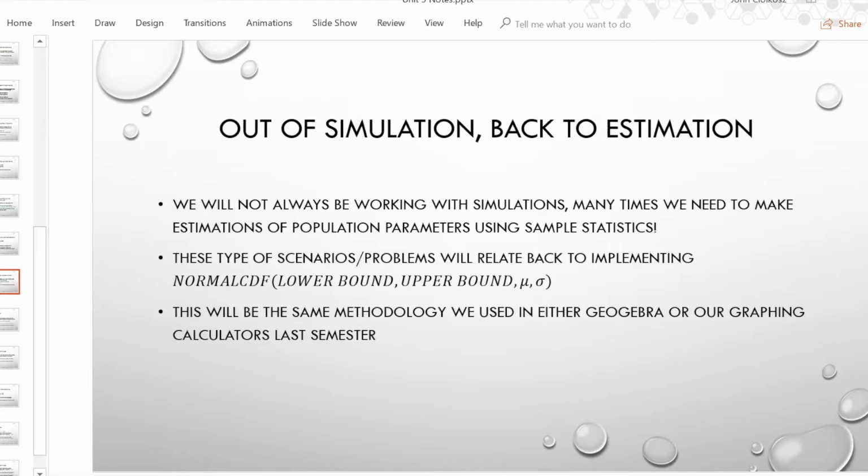These type of scenarios or problems relate back to implementing our normal CDF command. So again, very heavy here on GeoGebra or calculators. We will go through in class how to utilize Excel for everything, just because I find it interesting, and it might be a useful skill for some of you looking to major in things like accounting, business, marketing, because those are very Excel heavy. Not very often do we whip out a graphing calculator. So I will go through that in class, but for the sake of this video, I'm going to stick to GeoGebra and the calculator for doing the normal CDF.